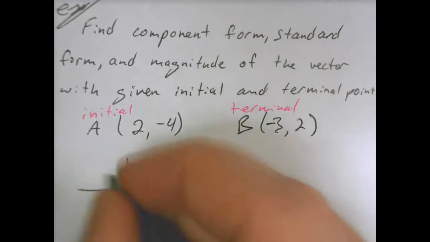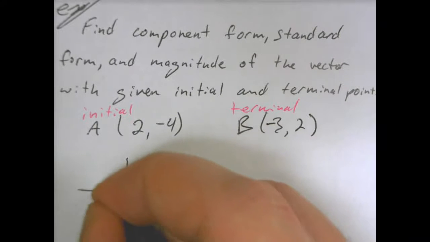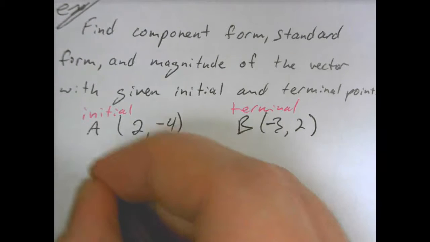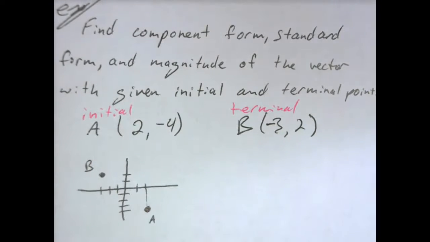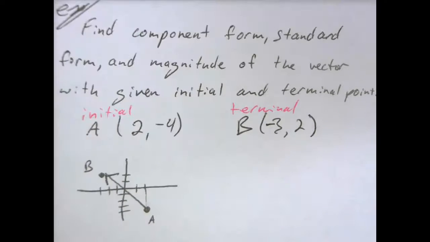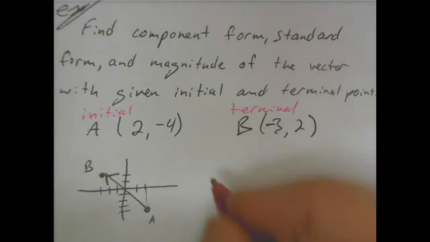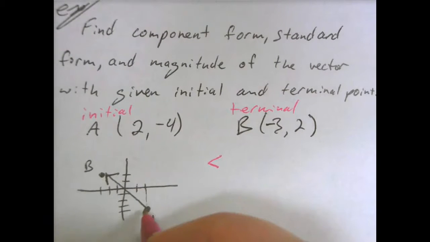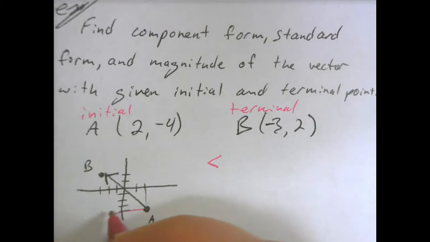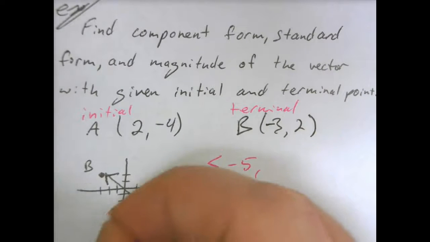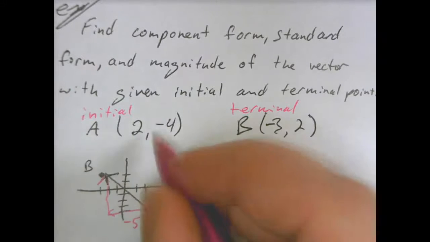And then I have -3, 2, so over 3, up 2. So I'm going from there to there, and I have my vector going that direction. All right, so in order to state the component form, all it is is the change in x. So if it went to the left 5 units, it went -5 units. And then check it out, it went up, what is that, 6 units?